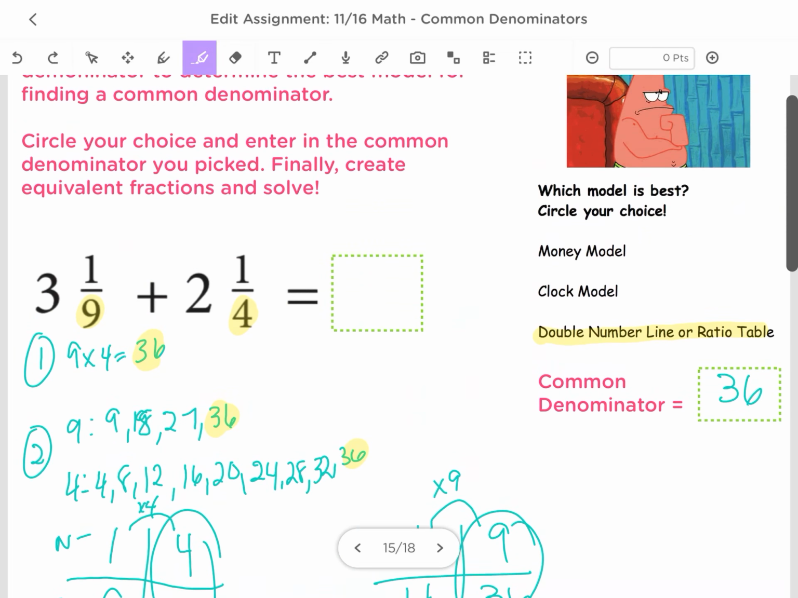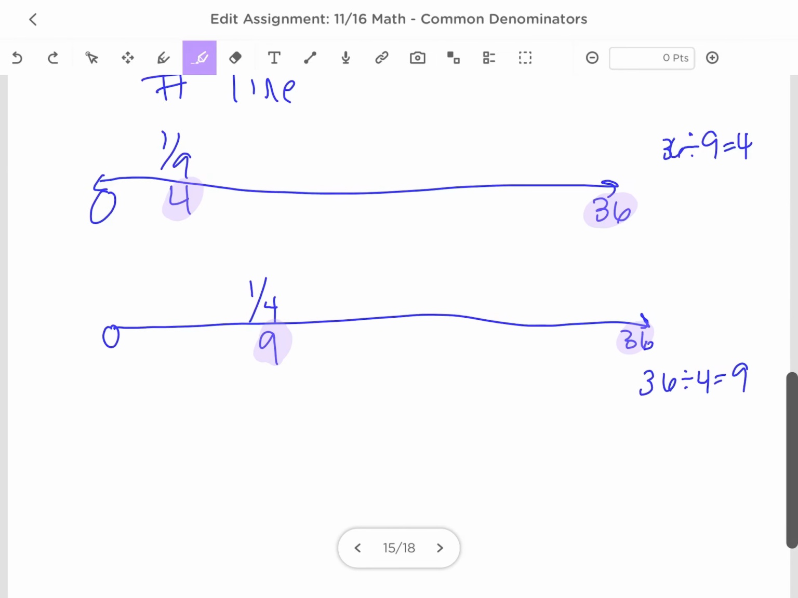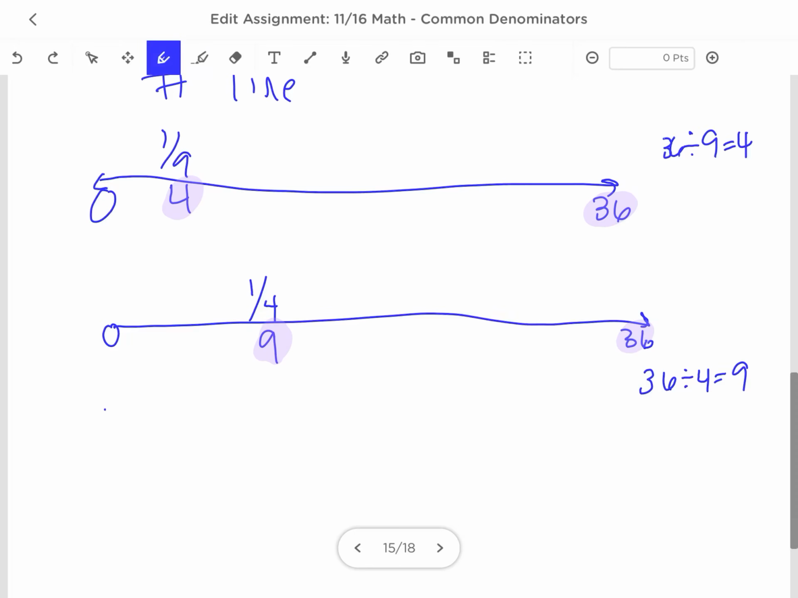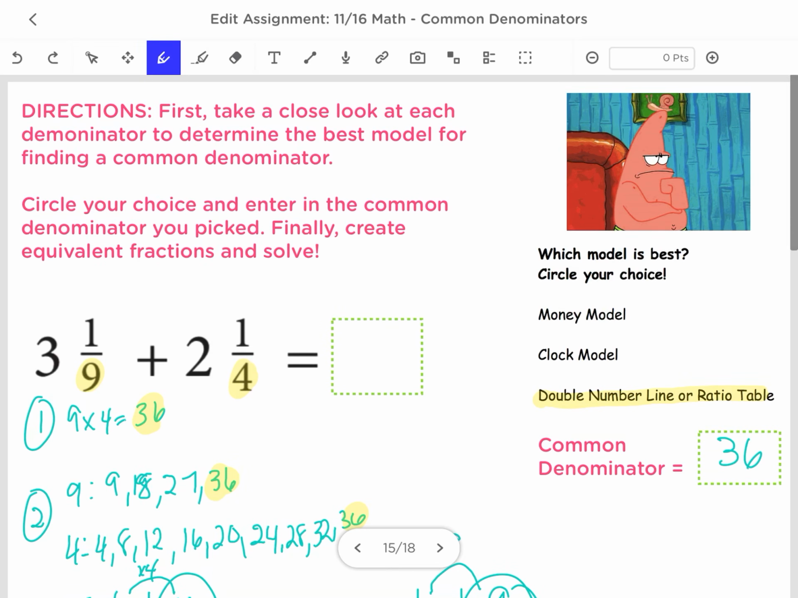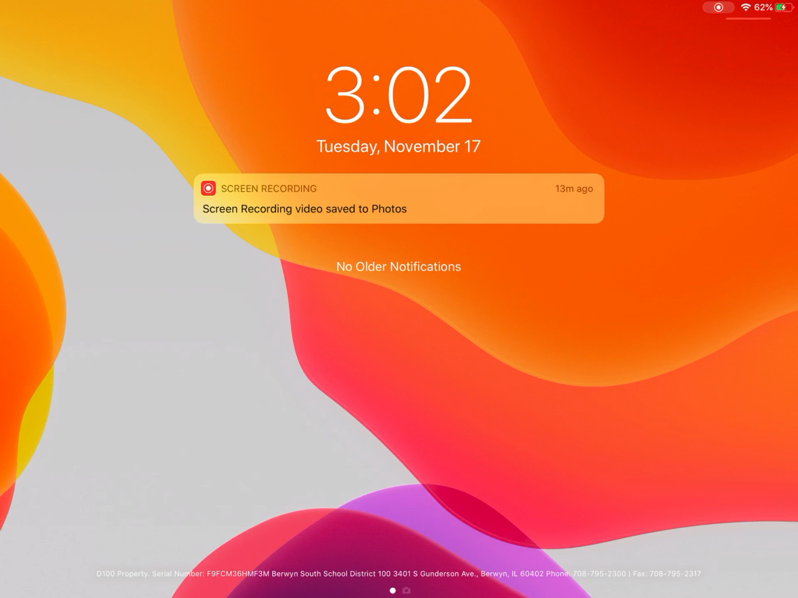So again, I will pull down my whole number. So instead of 3 and 1/9, I have 3 and 4 over 36 plus 2 and 9 over 36. I would add them up the same way I did before. I'm starting with my numerators, and I'm going to get 13 over 36 for my fraction. 3 plus 2 equals 5. So that is if you want to use the double number line. All right, let me know if you still need some help with this.